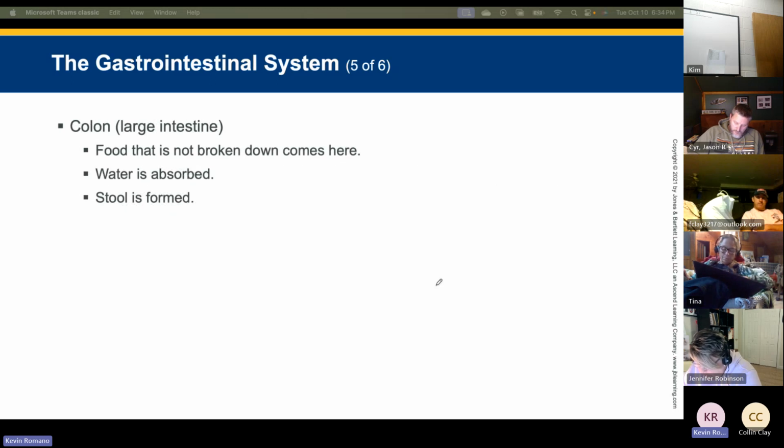The colon, which is the large intestines, is where food that is not broken down moves as a waste product. So basically everything that's not broken down, it's not needed. Now we're going to throw that away. It's part of our detoxification process to get rid of those toxins. So water is then absorbed, and the stool is now formed, right? So if water is crossing that barrier, what is that called?